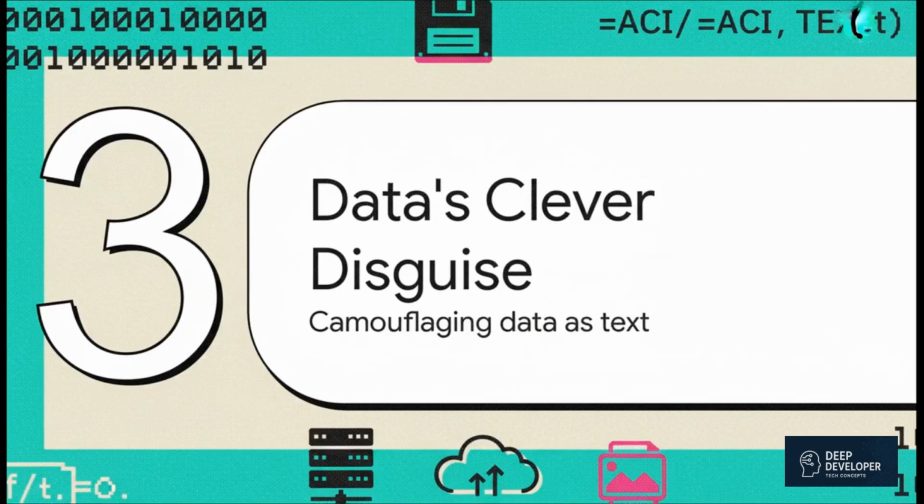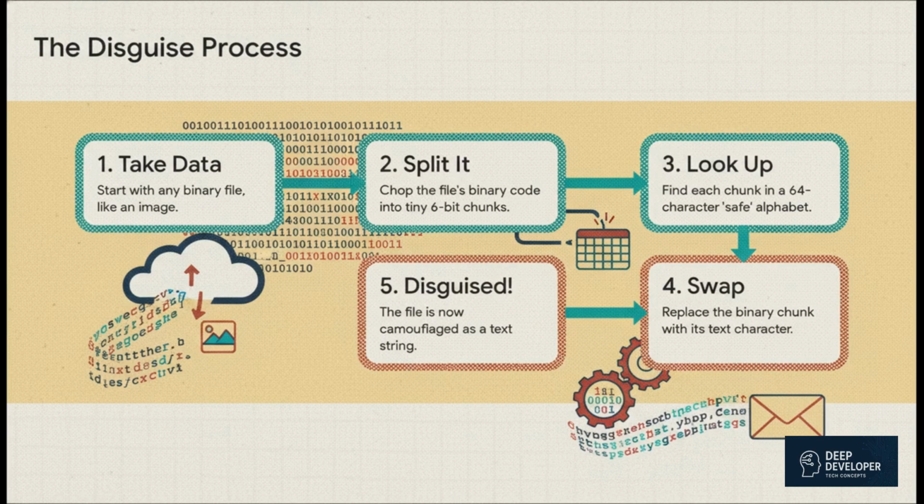So, how does this digital smuggling operation actually work? This is where Base64 comes in as the data's clever disguise. It's the brilliant answer to the question, how do you make something as complex as a picture look like a boring old string of text? You know, the process itself is actually pretty elegant. You take any file, let's say an image, the system chops up its binary code into these tiny 6-bit chunks. Then it takes each little chunk and looks it up in a special 64-character alphabet, kind of like a secret decoder ring. It swaps the binary chunk for the text character it matches, and boom, just like that, your complex image file is perfectly camouflaged as a simple, harmless text string that any old system can handle without a problem.